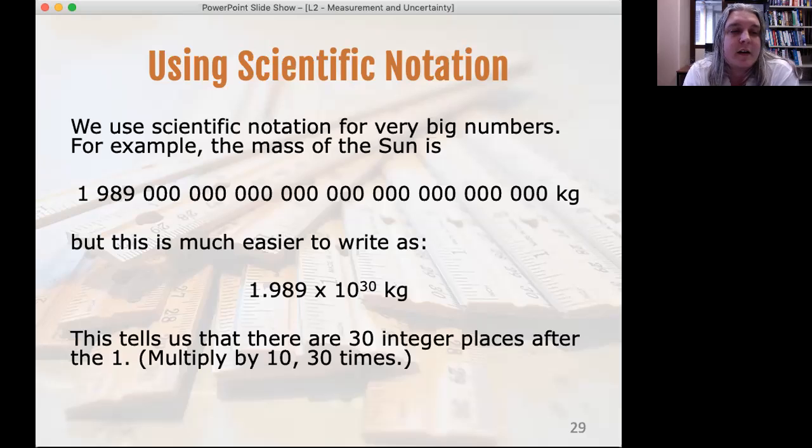If I have to write out all those zeros every time and then type them into my calculator every time, or type them into my computer, or write them down again for the next line of the equation, I'm going to make mistakes. It's impossible to do that repetitively without making any mistakes. But if you do 1.989 times 10 to the 30, it's a lot easier to get that correct every time. And so that's telling us that there are 30 integer places after the 1.989, so 1 and then 30 integer places.